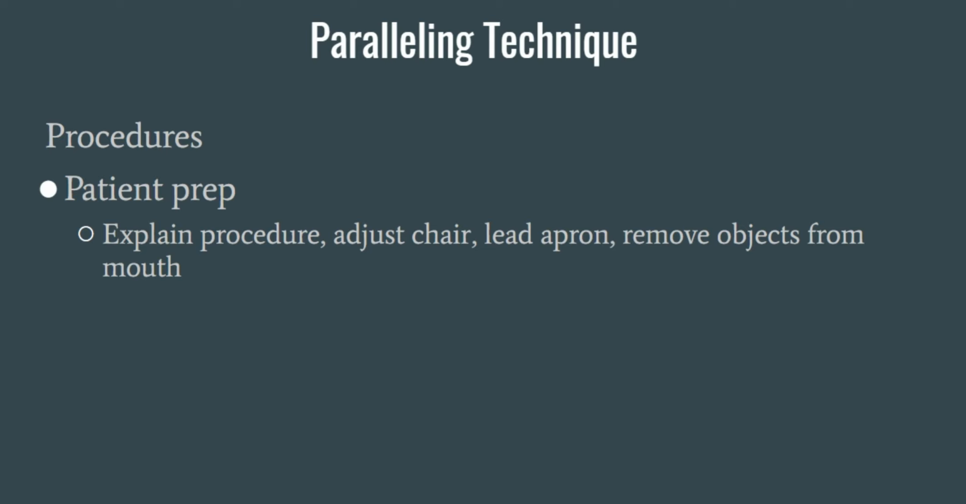You want to make sure that chair is at a good level for you to be able to maneuver all of the equipment and get the best picture you can. Lead apron, thyroid collar, those are for protection, and remove any objects from the mouth, any retainers they may have, any piercings they may have. Those can all obstruct the view of something that we may need to see.